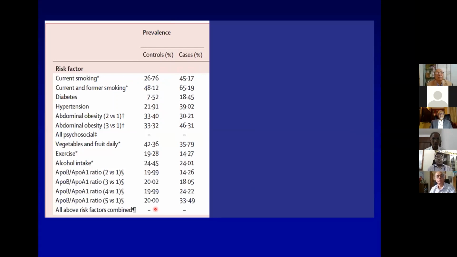And if you see amongst the cases here, all of this except a couple are higher amongst the cases, right? 45%, or let's say here 48% smoking versus 65% smoking. Diabetes 7.5 here versus almost 19% here. So clearly, in all except vegetables and fruits where it went the other way, and exercise where it went the other way, and clearly we know that these are protective. So cases had lesser prevalence of healthy habits, both in diet as well as in exercise, and these are lipids.